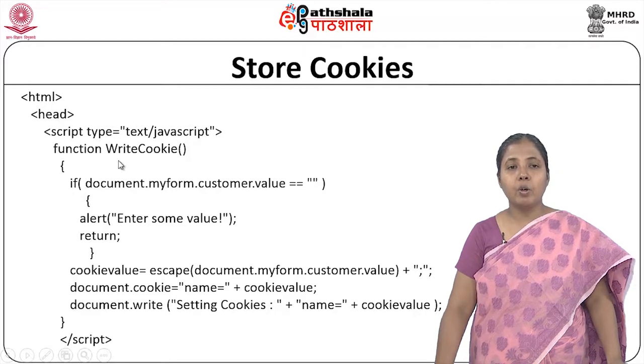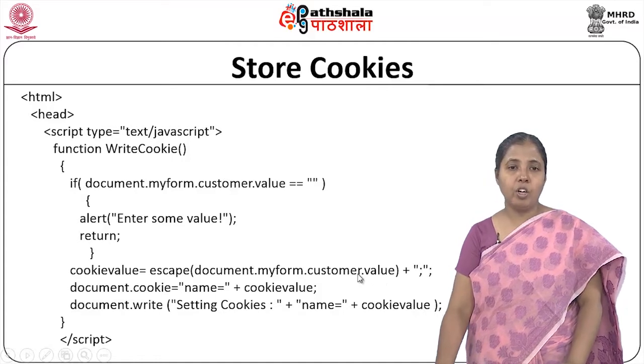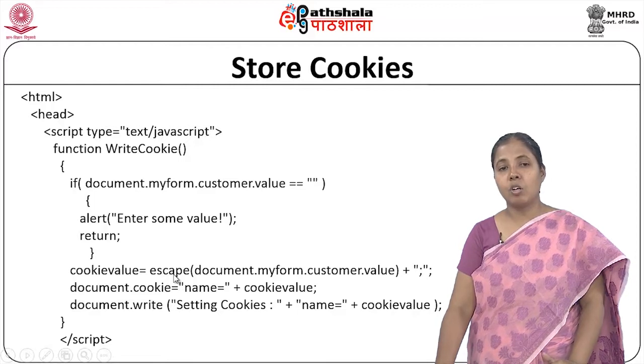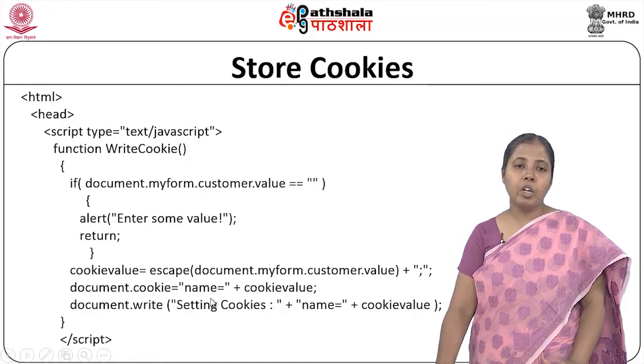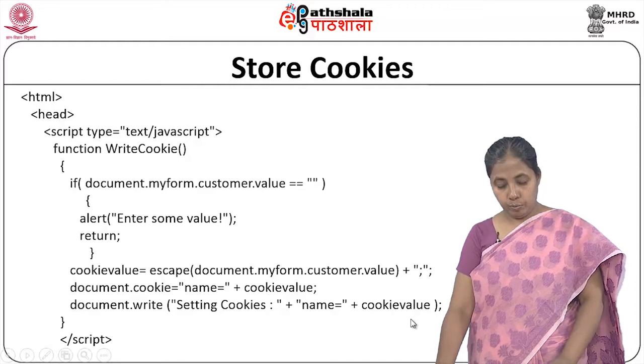You can see here you have a method called write cookie, and you want to store the cookie on the client side. Whatever value is written in the customer field, customer is a text field, you retrieve the value of the text field. In order to escape blank characters and other special characters, you can make use of the function called escape. Now, use document.cookie and save the cookie value. You have the cookie value now, and then you can display the cookie value which has been set.